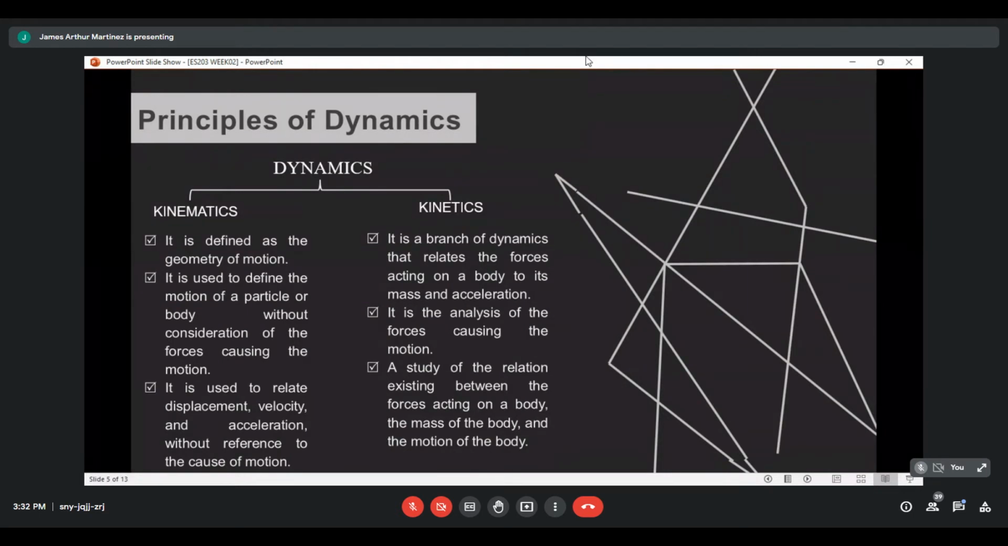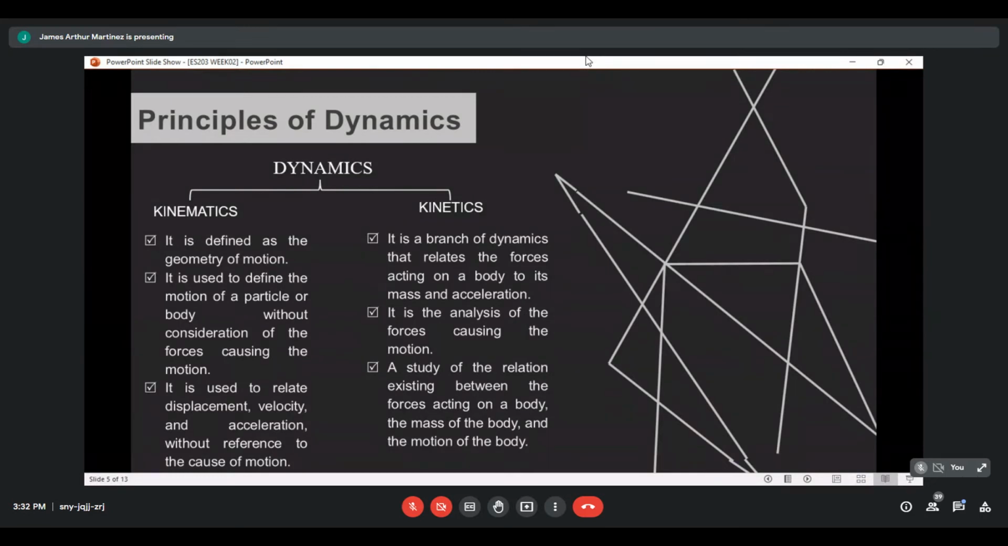And on the other hand, we have kinetics. In contrast to kinematics, in kinetics, it is the analysis of the forces causing the motion. So in kinematics, we do not consider the force acting on the particle for it to move. Here in kinetics, the analysis is part of it. So it is clearly stated that it is the analysis of the forces causing the motion.